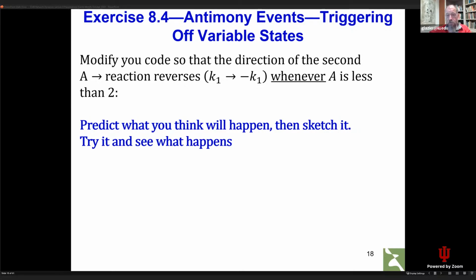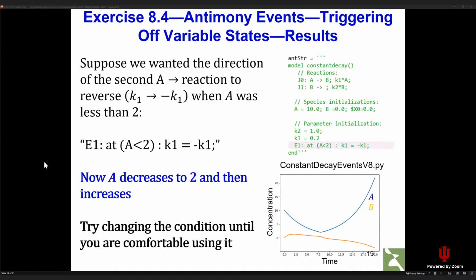Does anybody have a result for that? Pedro, yes, what happened? So when A reaches 2, it inverts and starts increasing again. So something like what I have here? Yes. Not the same rates, but similar, yes. People may have picked slightly different rate constants, different forms of equations.